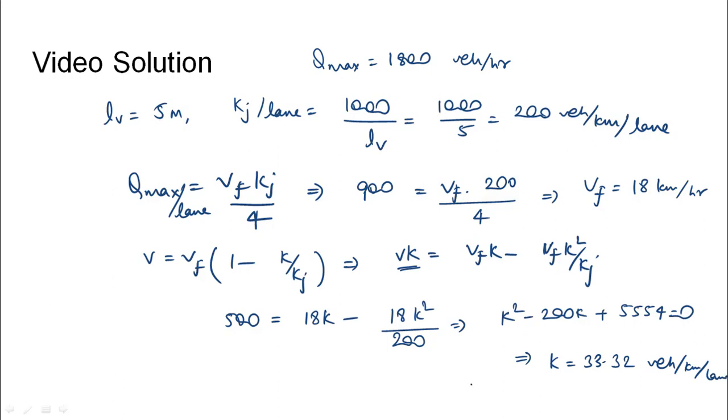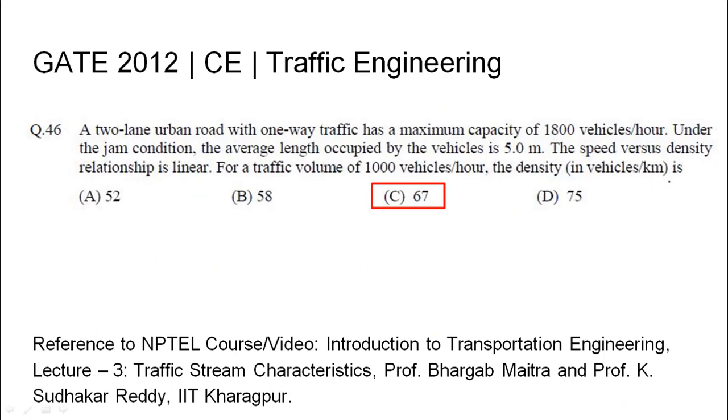So the density for both lanes would be equal to K dash, that is 2K, which will be 33.32 into 2, that would be around 66.67. This can be rounded off to 67. So the density in vehicles per kilometer was found out as 67, which is option C.